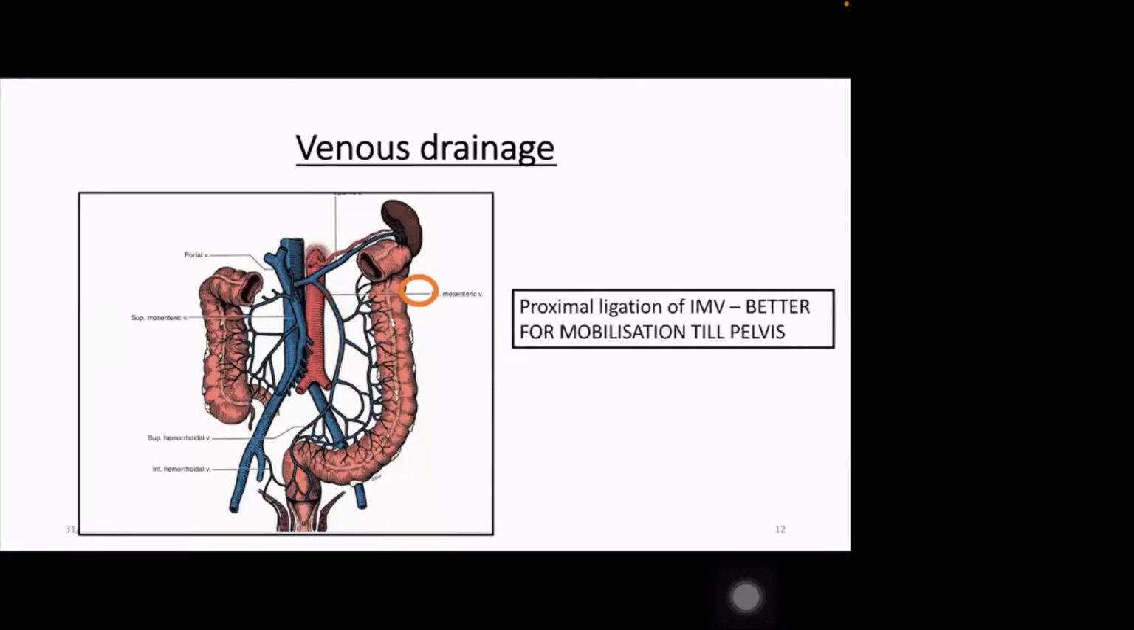Okay. So what is the anatomical importance? The clinical anatomy in this part is the inferior mesenteric vein. Always you have to do a high ligation if you're doing a low anterior resection or any rectal surgeries.